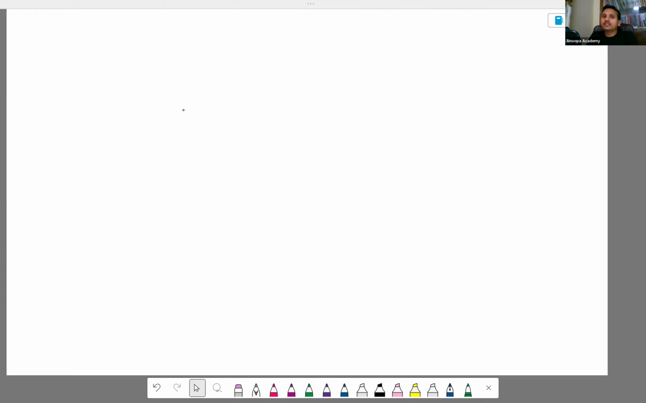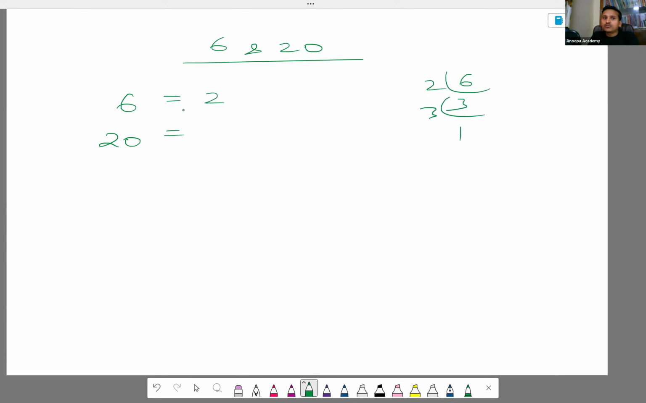Suppose I have the numbers 6 and 20. So I'll write 6 and 20. Then I'll take 6: 2 threes are 6, 3 ones are 3. So 2 to the power 1 and 3 to the power 1. I'll take 20: 2 tens are 20, 2 fives are 10, 5 ones are 5. So 2 to the power 2, 5 to the power 1.